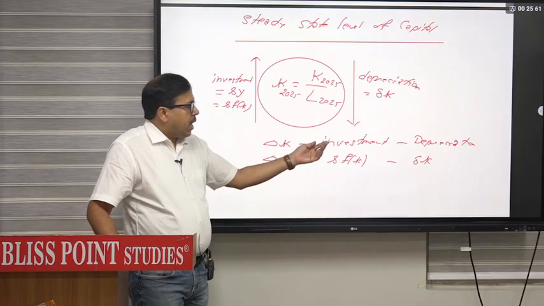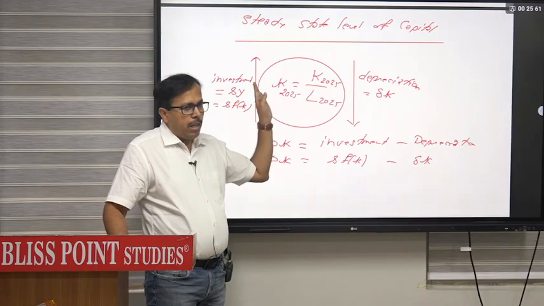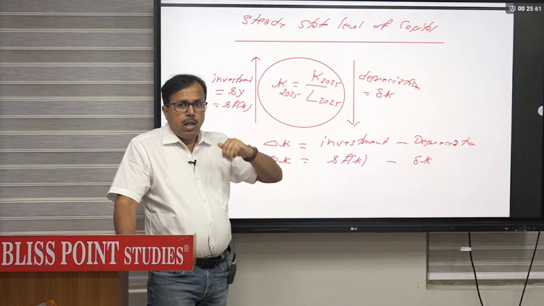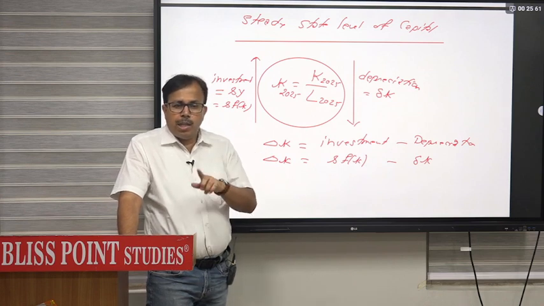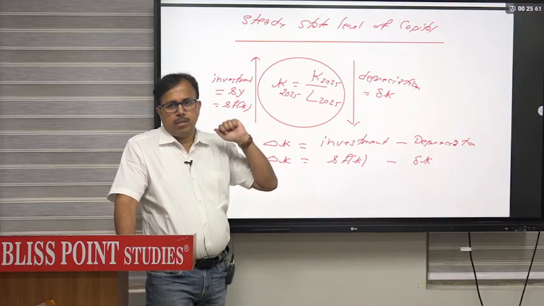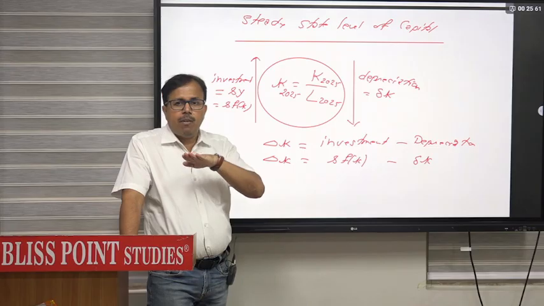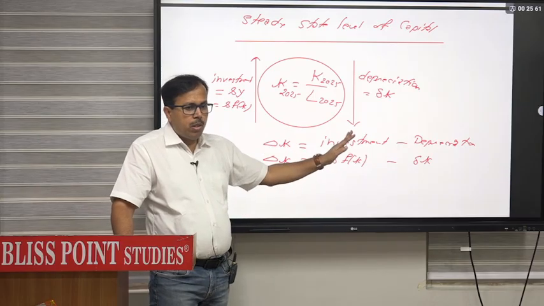So if investment is more and depreciation is less, then stock will increase. If depreciation is more and investment is less, then stock will decrease, and if both are equal, then stock will remain the same, and that is the meaning of steady state. So what is a steady state? It is that state where there will be no change in capital per worker, which means investment must be equal to depreciation.